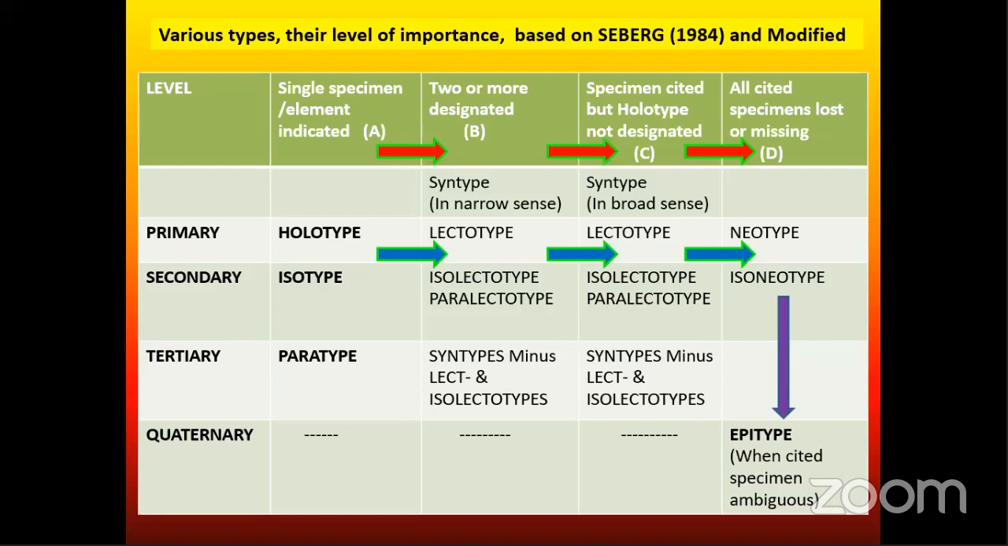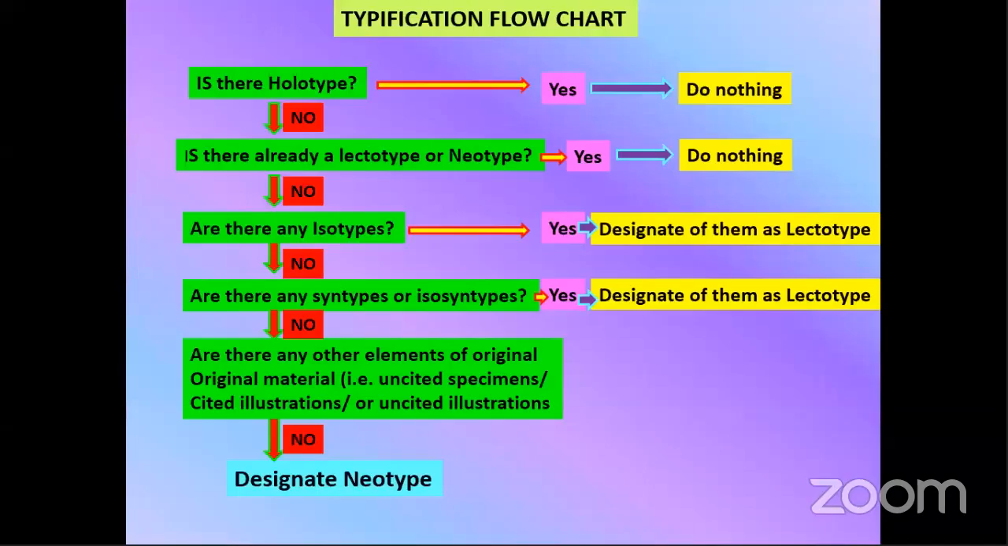Next one. I am giving the flowchart clearly for the designation of types. So it is a flowchart for typification. Is there a holotype? Suppose when the author described the holotype at the time of publication, he mentioned the holotype, then we cannot do anything for the typification. Yes means the protologue clearly mentioned the holotype, preserved or deposited in any public herbarium. Yes means we can't do anything.